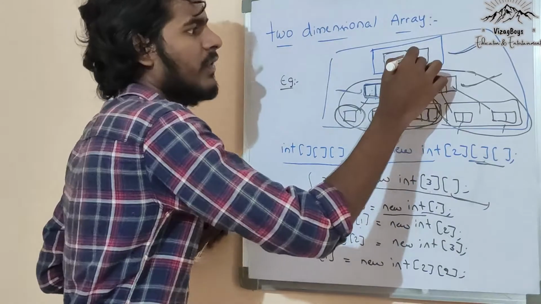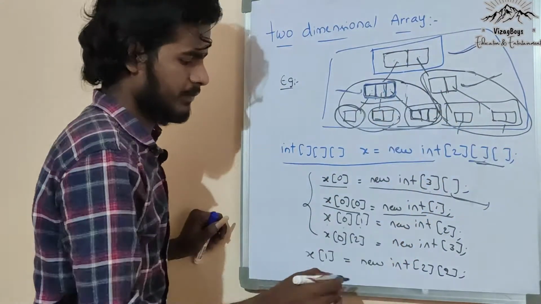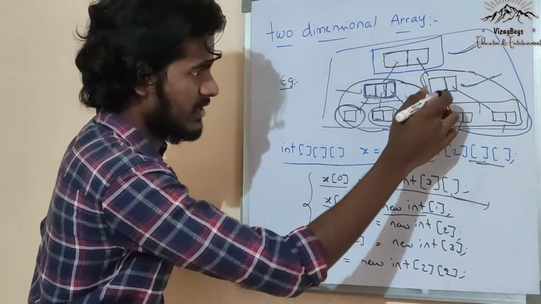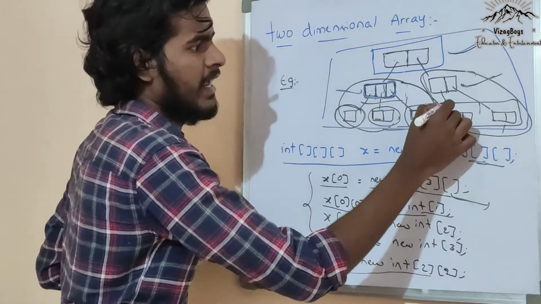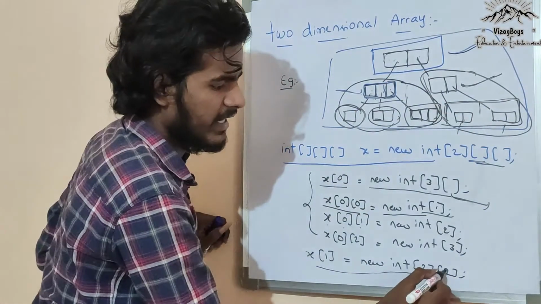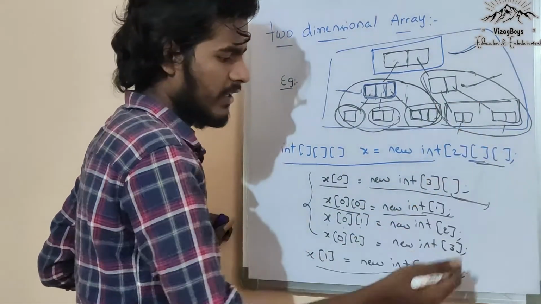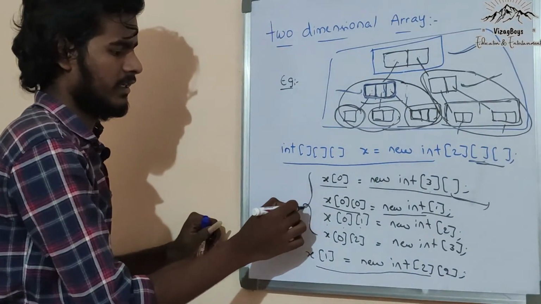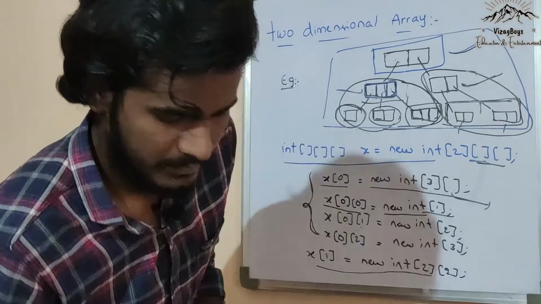Next, the next element contains a 2-dimensional array. x of 1 contains a 2-dimensional array. The base size is 2. Listen carefully, the base size is 2. The next level size also 2, 2. It's the same, so we can declare the size here as 2. If in case the size is different, then we can initialize this way.